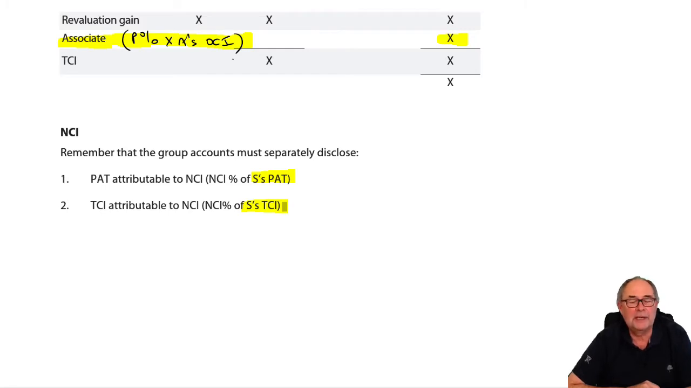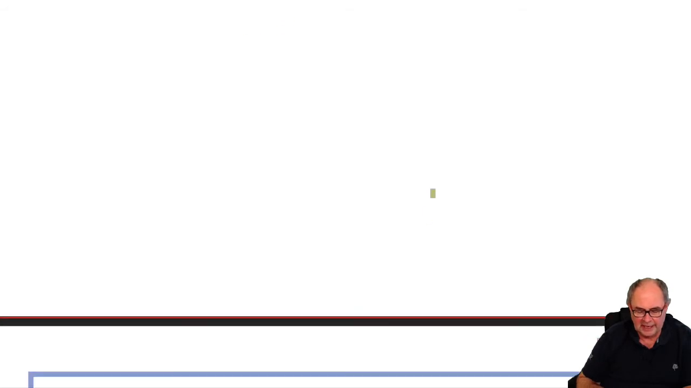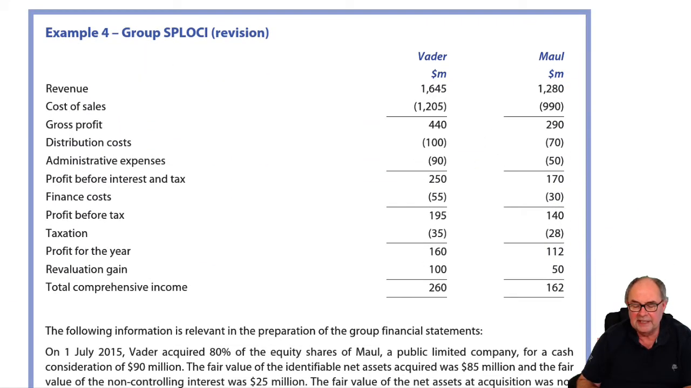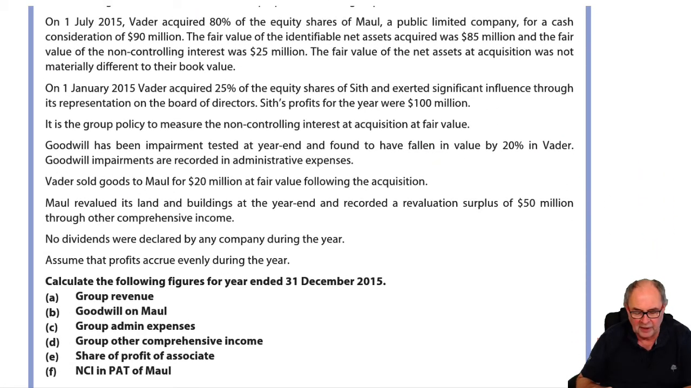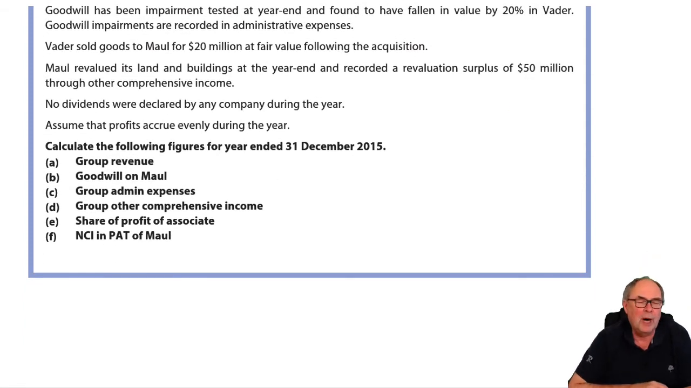So we'll have a look at an example now of a profit and loss type question, which is in this example here, the one that's called Vada. You can see you've got the numbers down from Vada and Mall, some data about Vada, Mall and another company, and the requirement at the end just asking for certain key numbers.